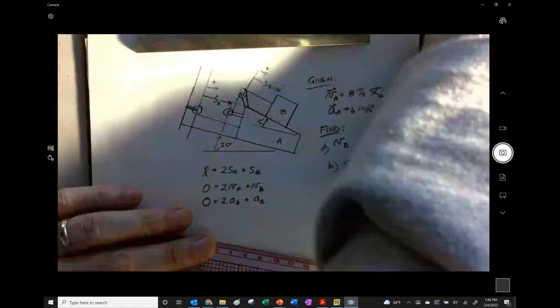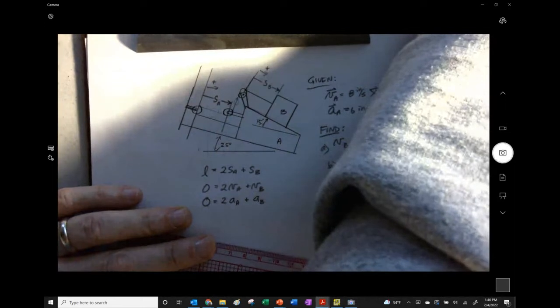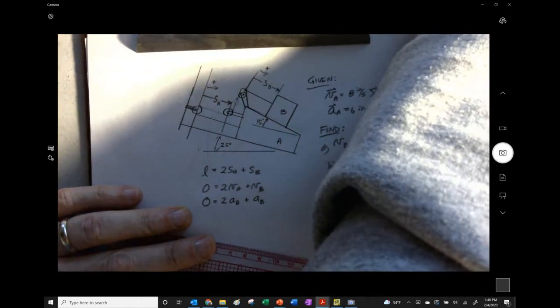But let's see, what number did I say this one was? I said it was 124, right? Something like that. It was 11.124, yeah.